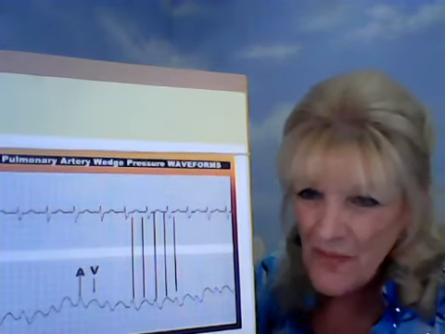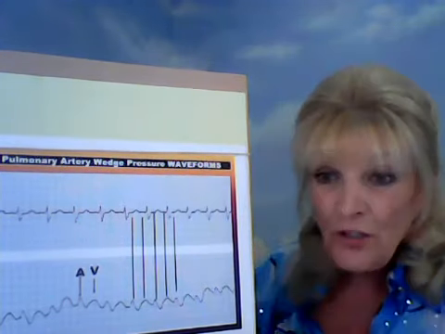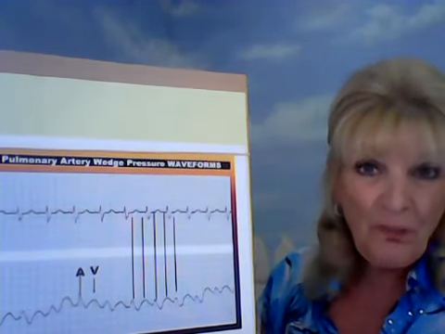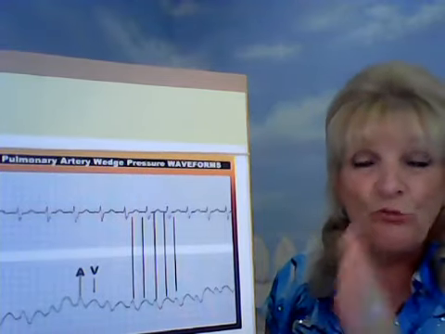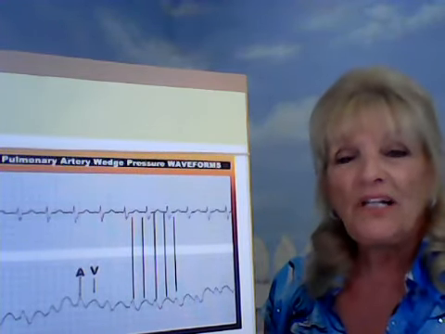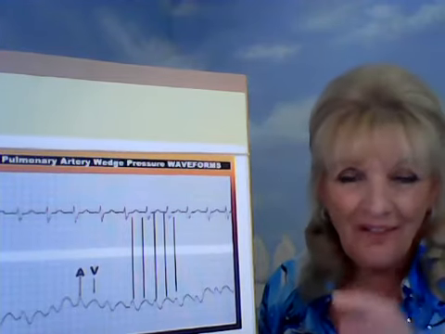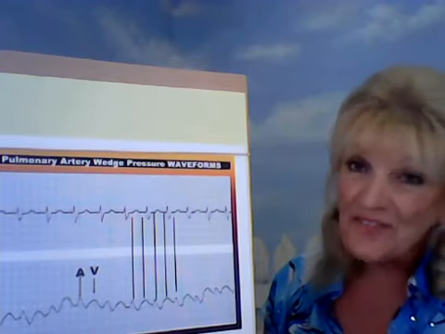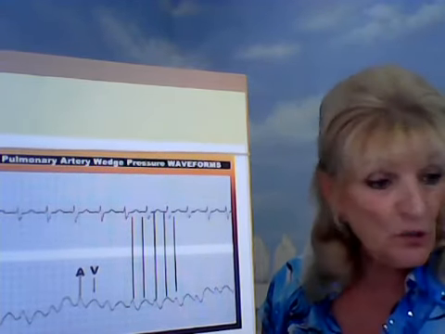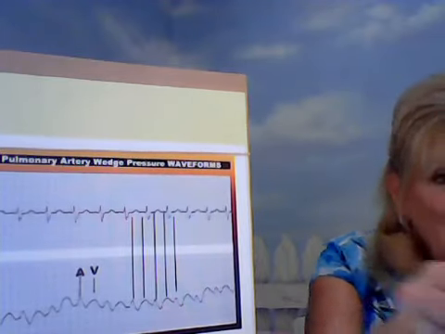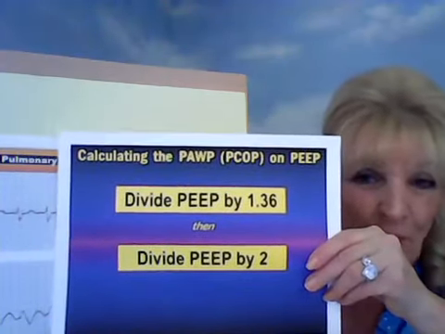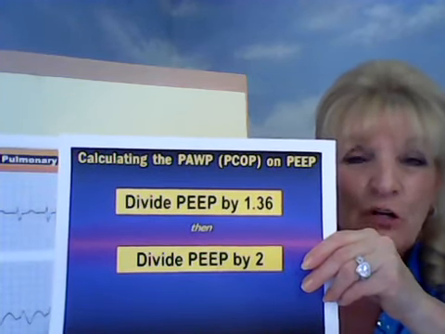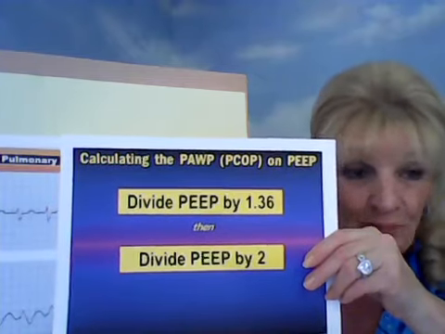Okay. The mean of the A and the C waves. You're just going to take the mean of the A wave in order to get an accurate wedge. And that A wave is the hump you see right after the QRS. It correlates, comes right after the QRS. So you take your A wave, take the mean of your A wave, in order to get an accurate wedge. And just be aware, if someone's on a PEEP greater than 10, you have to do that equation. And that equation is this. Divide your PEEP by 1.36, and then divide it again by 2. Take that number from your recorded wedge in order to get your real wedge.